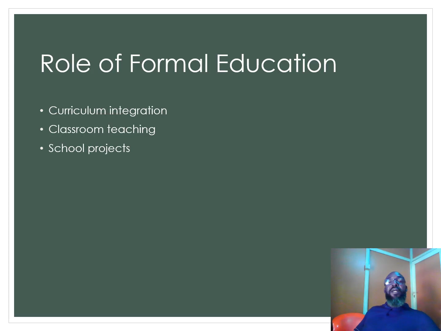What is the role of formal education? Formal education promotes environmental awareness through curriculum content, that is, it is inside the curriculum, we teach it in the classroom. Classroom teaching and school projects, those are the ways that teachers will play a role in shaping activity.